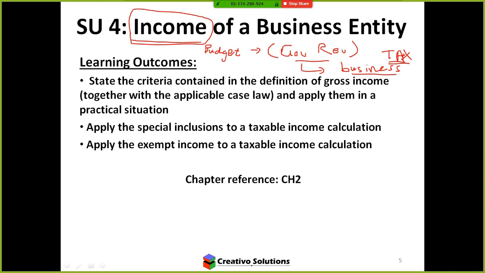So if I'm looking at study unit 4, that's what I'm focusing on. I'm looking specifically at income. But remember, it's income for the business. And then that income is going to be taxed according to the tax tables or according to a flat rate, depending on how we're registered. So the learning outcomes here are quite specific. This is the first part of calculations. When looking at this definition of gross income, gross is what you're going to start with.